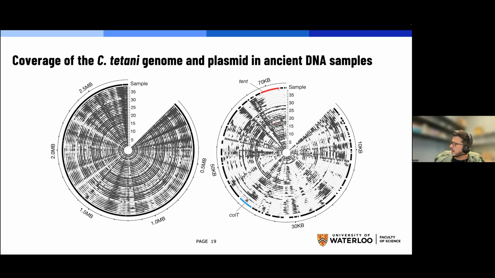I do want to say that detecting the tetanus neurotoxin gene in itself is indicative that we are in fact detecting C. tetani, because that gene is highly specific to C. tetani. There are no other organisms that have been found or identified that contain that gene. So it's very much a signature of C. tetani.